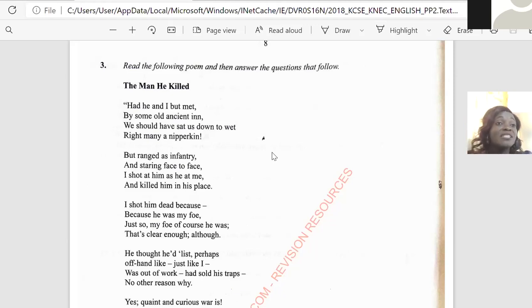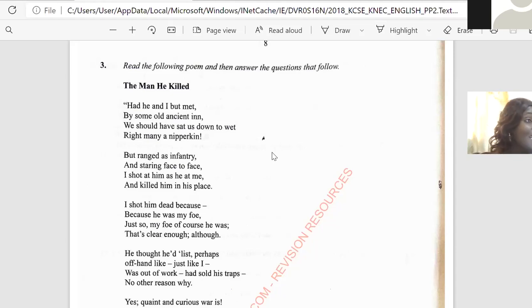There is irony. The persona kills a man, but does not hate him. How do you kill a man you don't hate? Or you kill someone for no apparent reason? That is very ironical. Then the reason for this, or the effect, is to show the futility of war, or the uselessness of war.